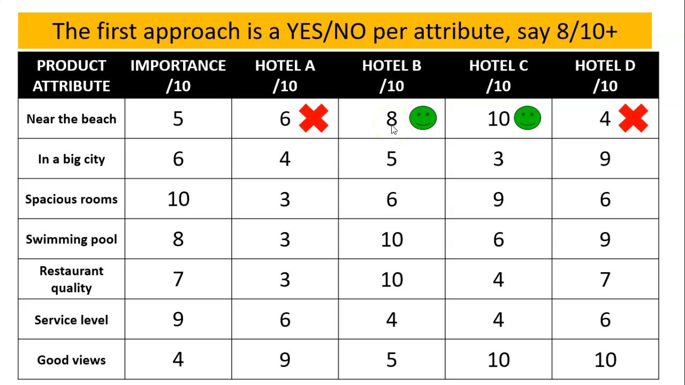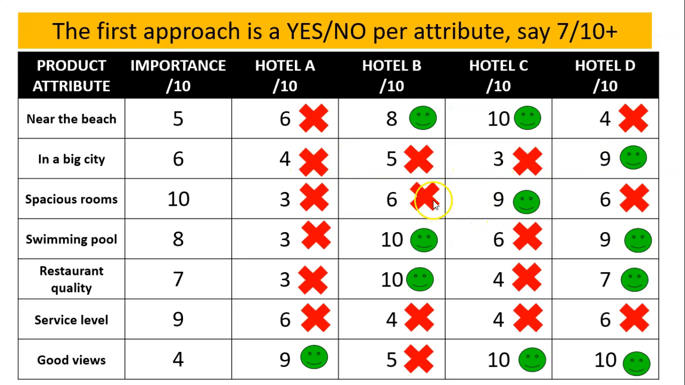Is that 8 out of 10 or more? Yes, yes, no. So it's got 2 yeses. I'm using a smiley face and a cross for yes and no, and we just repeat: no, no, no, yes. And I've just added them all up there. All of these X's are below 7. The smiley faces are 7 or more. And then we just add them up.